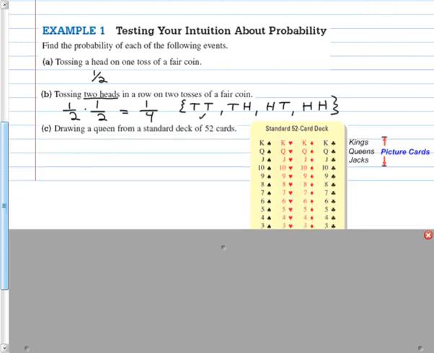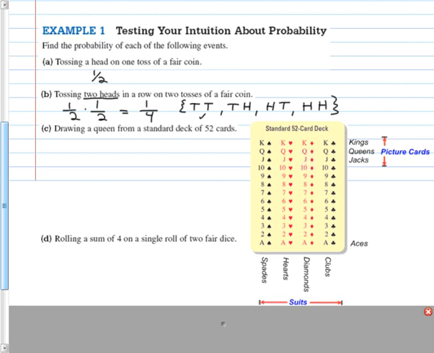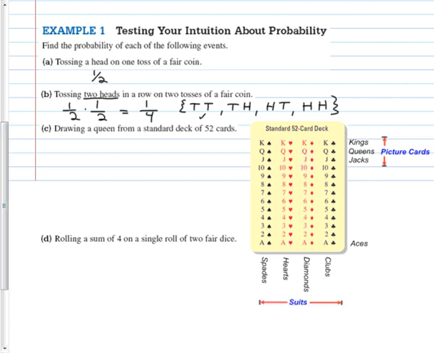Drawing a queen from a standard deck of 52 cards. Now sometimes these are called face cards, not picture cards, depending on who you're talking to. What do you say? Drawing a queen. There are 4 queens out of 52 cards, and I reduce it down to 1/13. There's the probability to do that.